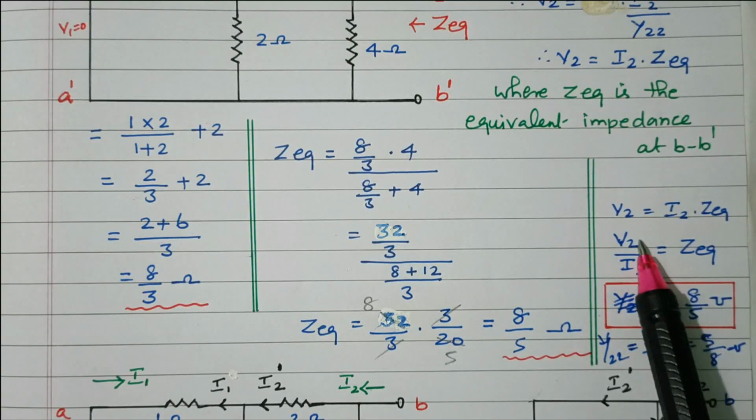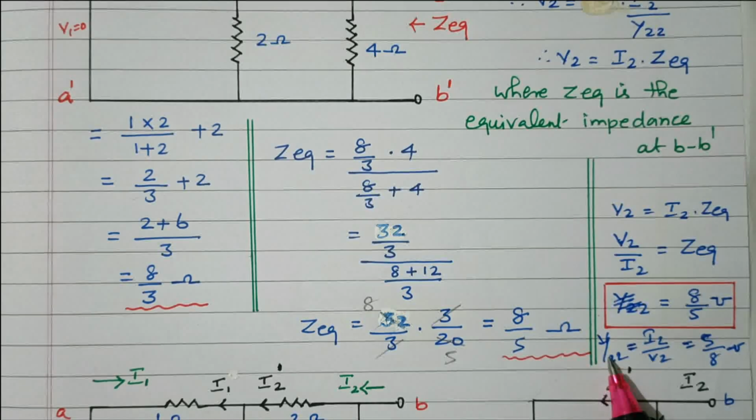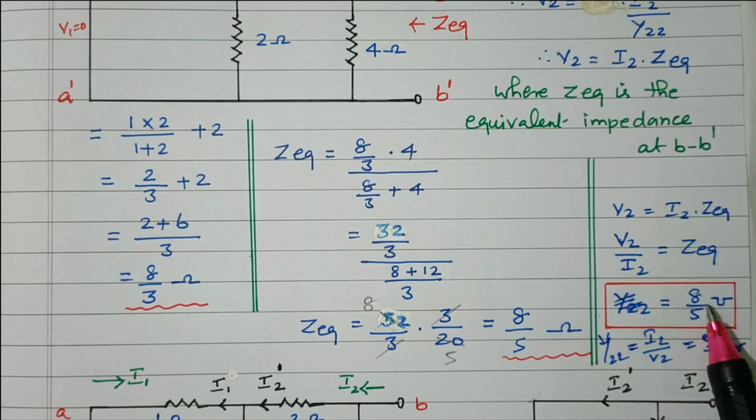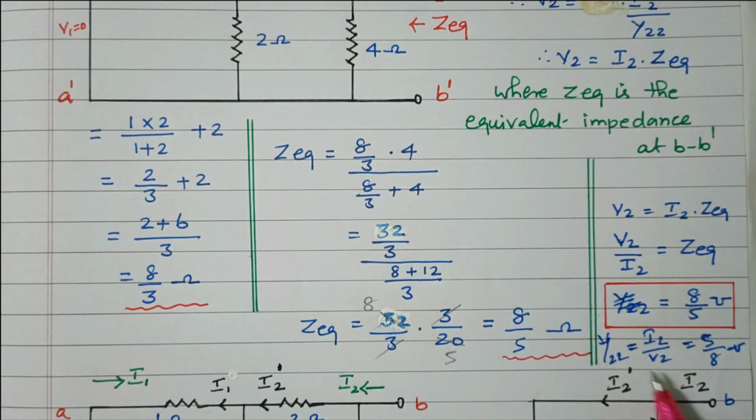But what we need is I2 by V2, which is Y22. Y22 is I2 by V2. So take the reciprocal on both sides. So that 8 by 5 now becomes 5 by 8 mho. So Y22, the output admittance, is nothing but 5 by 8 mho. So in this problem we calculated the Z equivalent. From that we can easily calculate the Y22 value. Now we'll go to the next parameter.